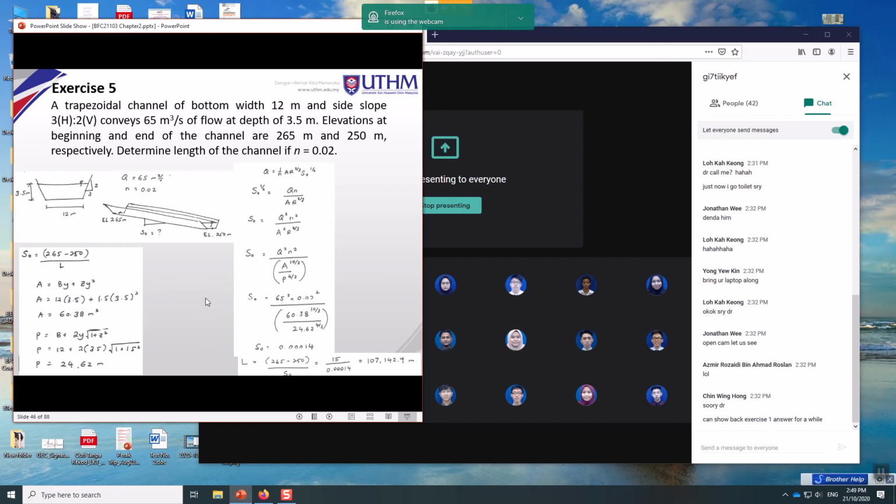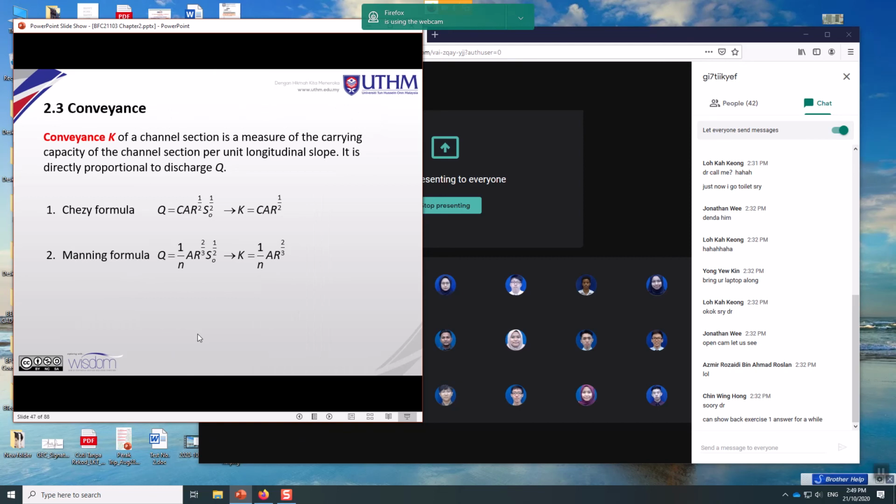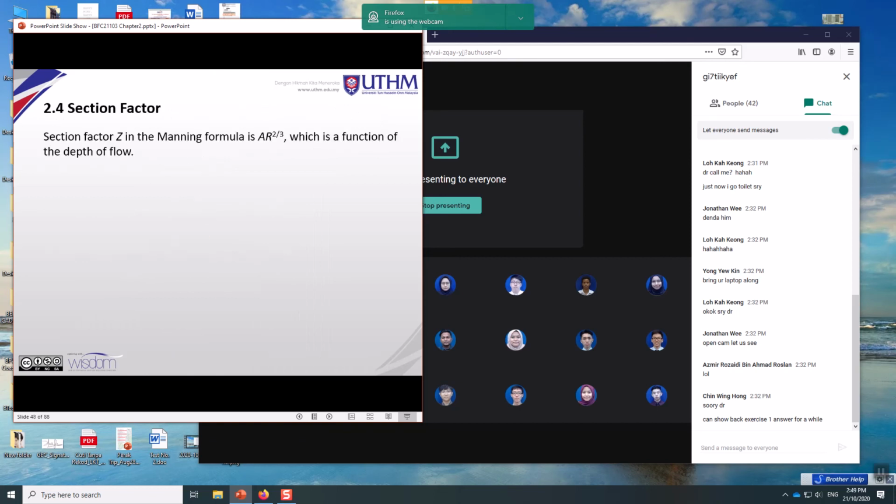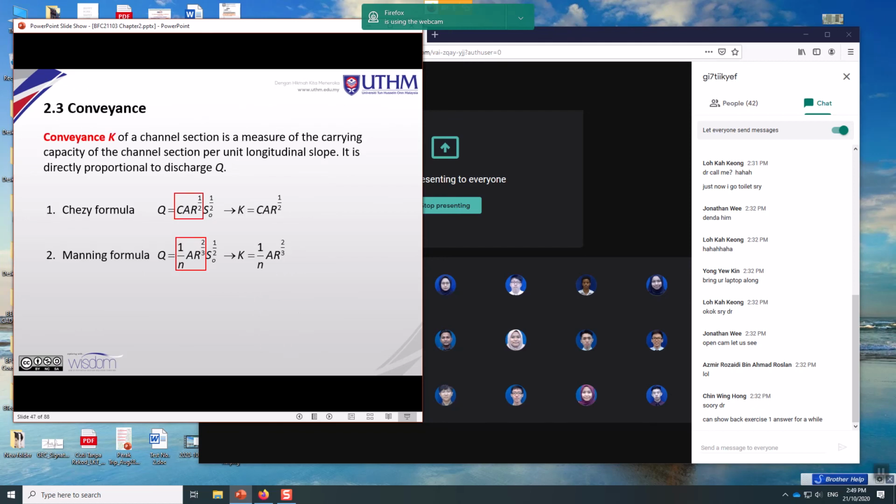Chapter 5 is actually exercise 5. Sorry, exercise 5 is actually similar to one of the activities where you need to find the length of a channel. So it's quite direct. You need to find S naught, then you can solve for your L basically. Okay, I'm going to stop here. I think I'm just going to go for another few slides. All right, 2:50. Yeah, we are going to stop at 2:50.